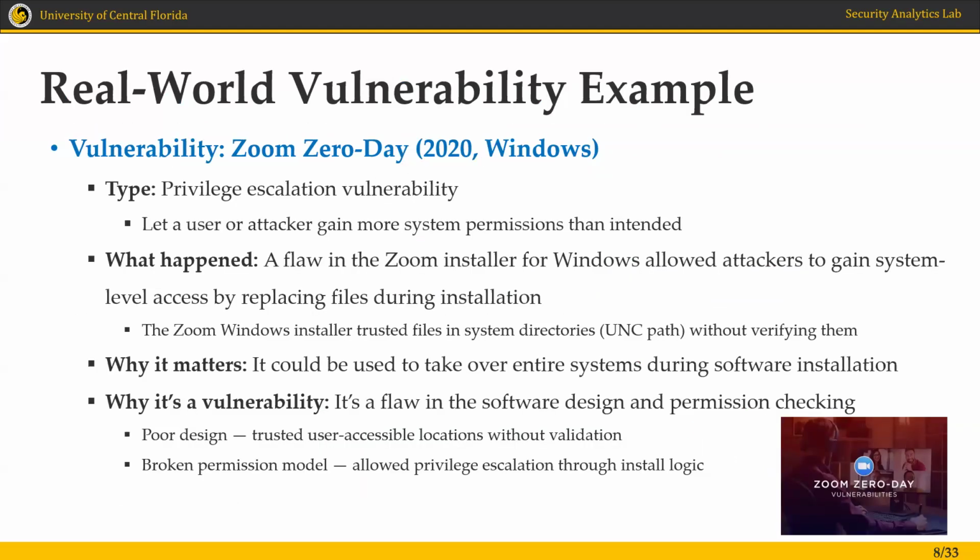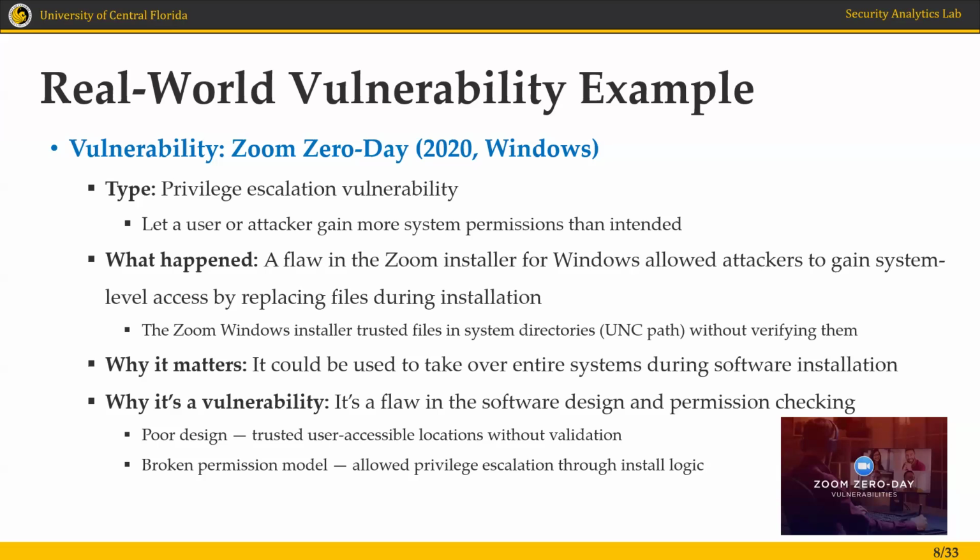This is a real world example that happened in 2020, a vulnerability with Zoom zero-day. Zero-day vulnerabilities could happen, meaning that usually attackers would attack systems right after an update has happened to exploit weaknesses that have not been updated or made robust just yet. The vulnerability within the Zoom zero-day attack is a privilege escalation vulnerability, so the attackers can gain more system permissions than intended.